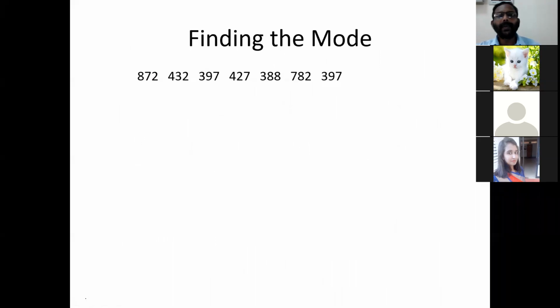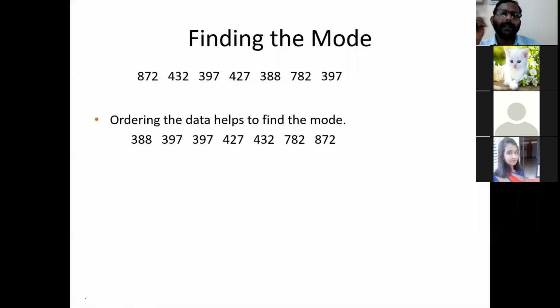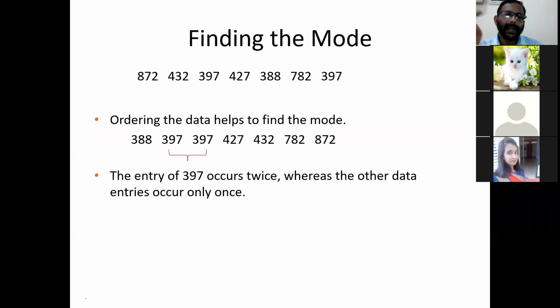Now, let's look at how to find the mode. Is there a mode here? For that, it's very easy. We either put them in ascending or descending order. It will help to find the mode. Susantika, can you tell me what is the mode here? 397. Exactly, because 397 occurs more than once compared to the rest of the data, which occurs only once. So the mode is definitely 397. Simple, right?